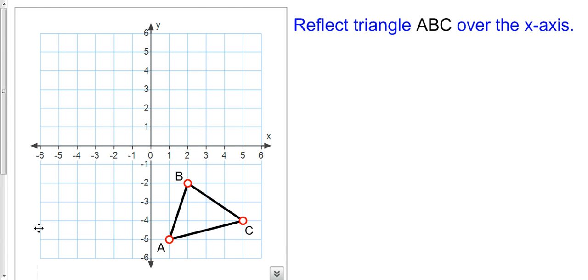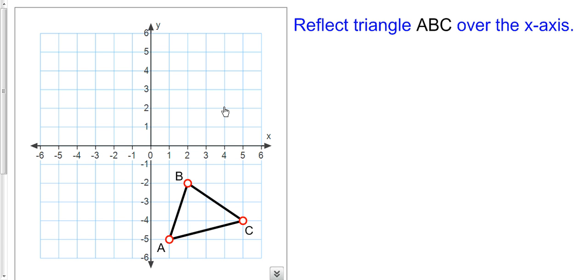In this video, we're going to talk about reflections. Reflect triangle ABC over the x-axis. So you can see here we have triangle ABC, and we have here the x-axis. So what does it mean by reflect? Essentially, with a reflection, we're going to flip this shape over top of this line right here, and we're going to have an image on the other side.